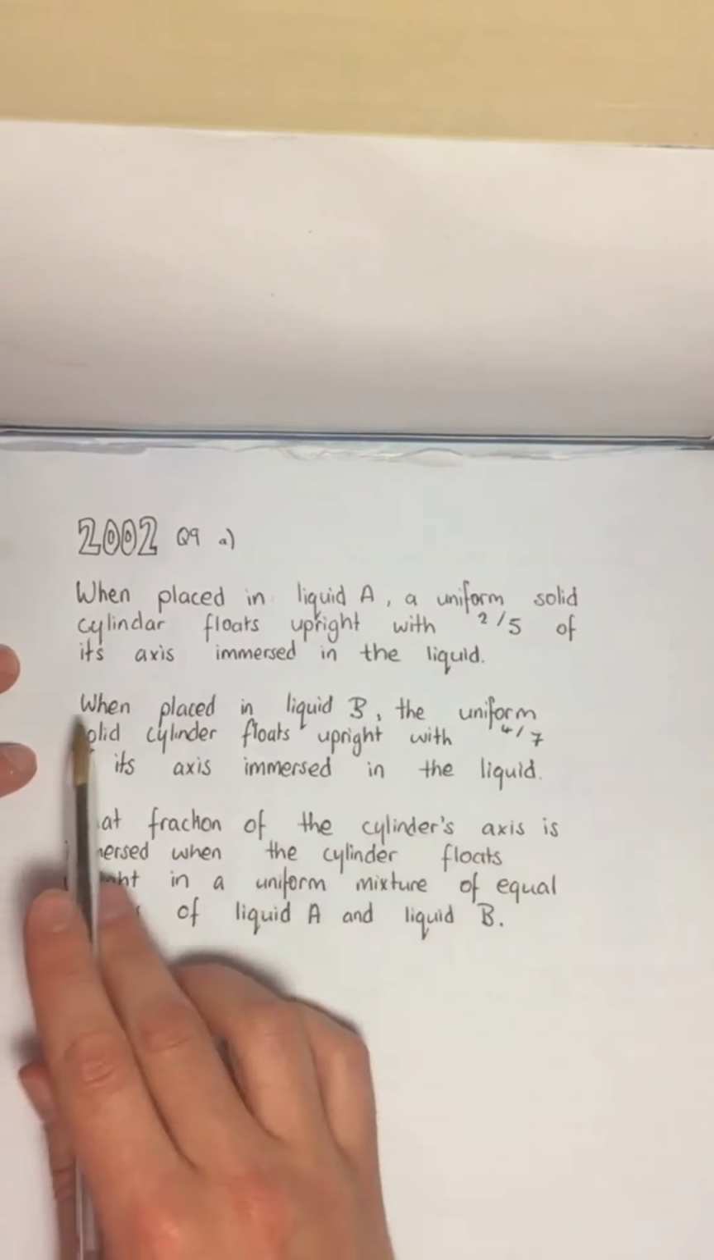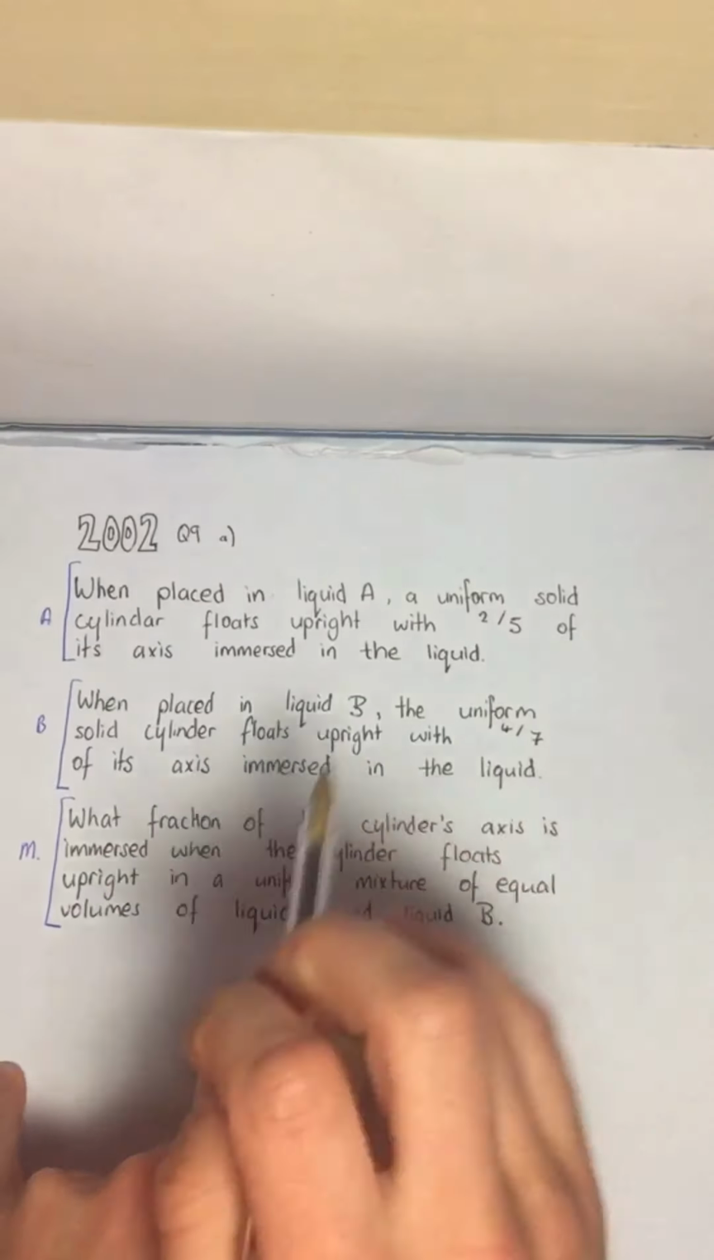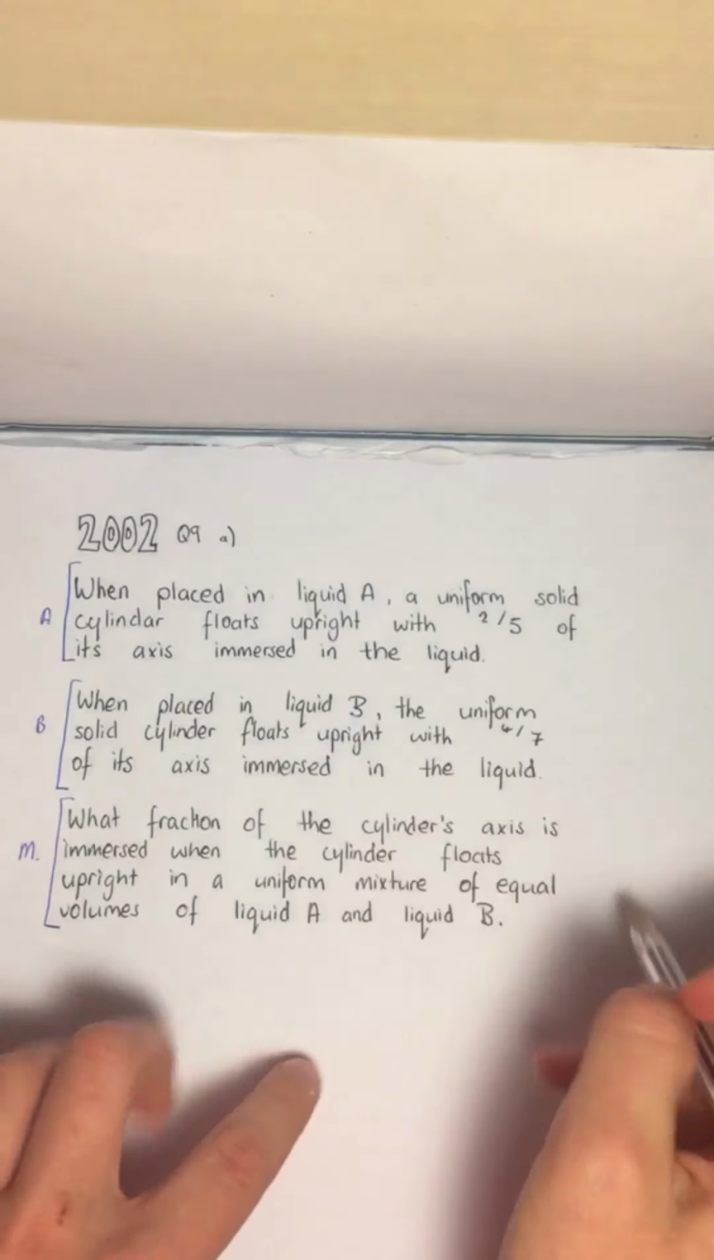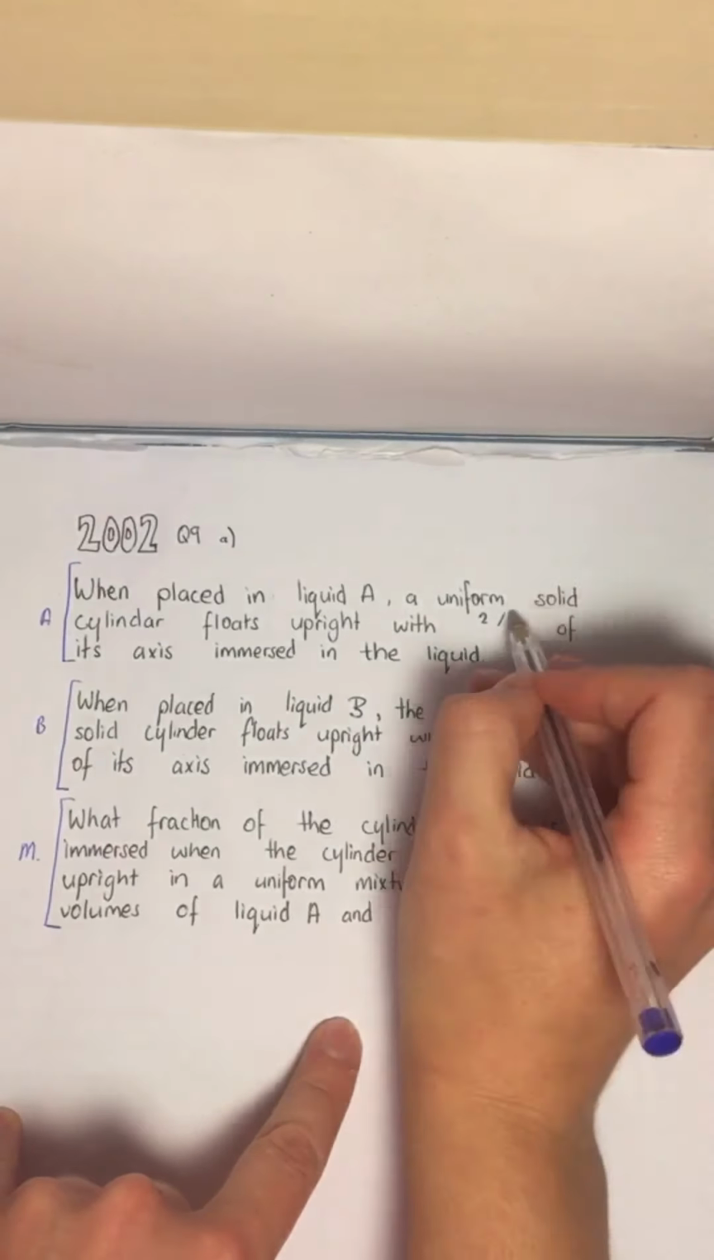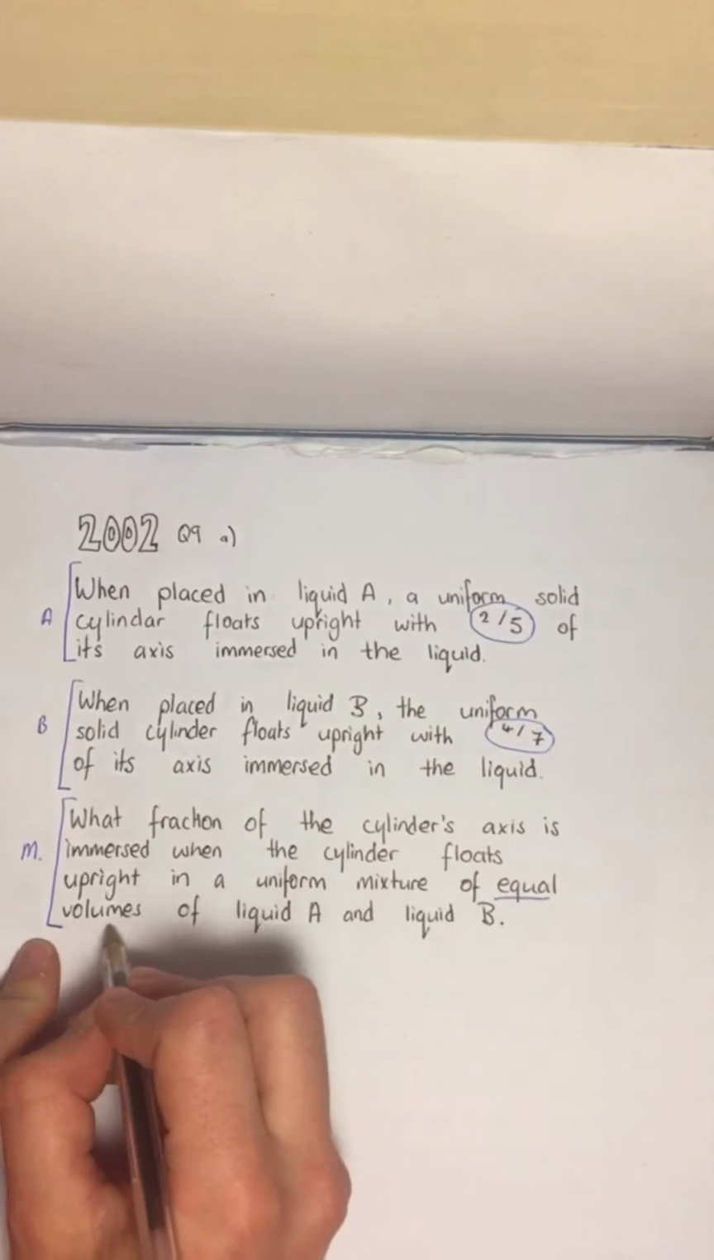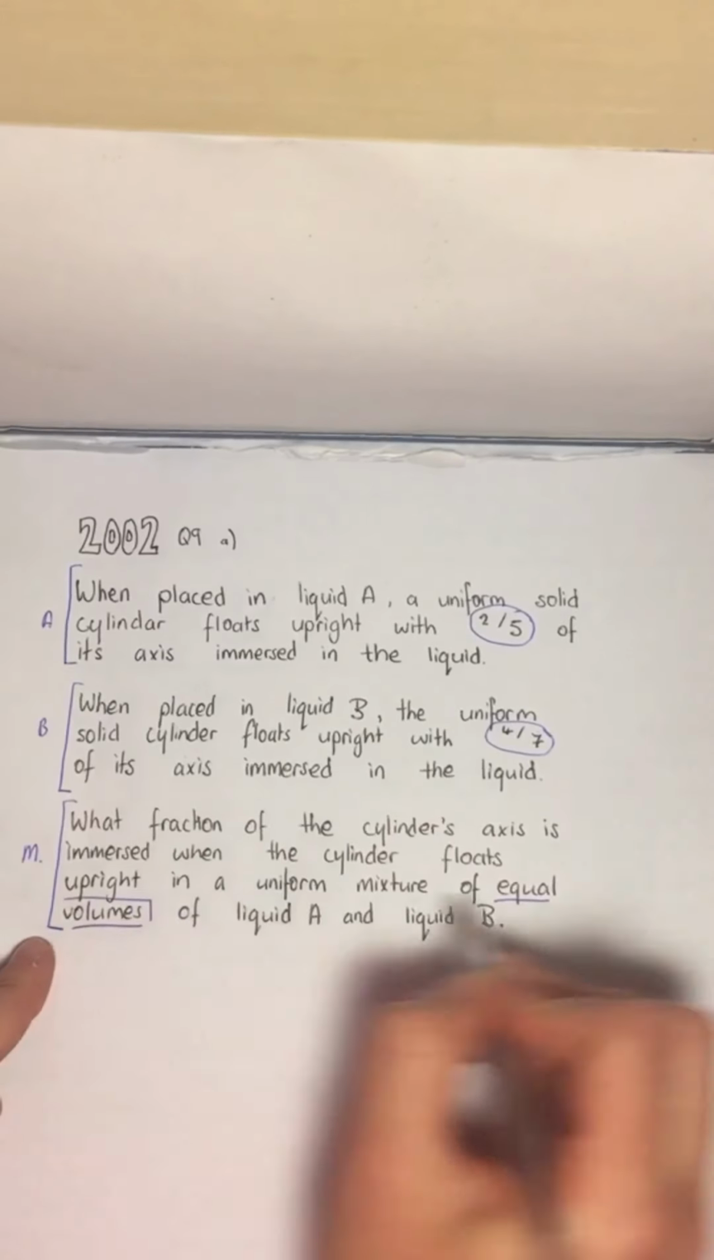Okay, so the first part is completely about liquid A, and then we've got liquid B, and then we've got a mixture, so I'm just going to call it M for mixture. So what do I need out of this question? Well, I've got a few figures. I've got 2/5 for liquid A, 4/7 there. And another thing is that I have a uniform mixture of equal volumes of liquid A and B.